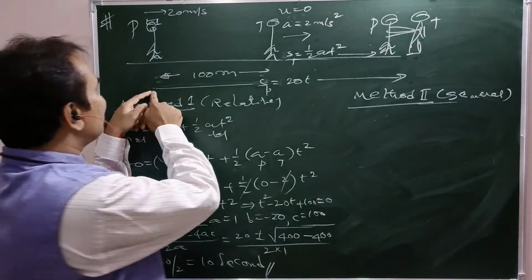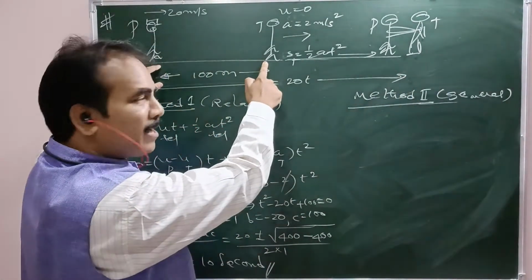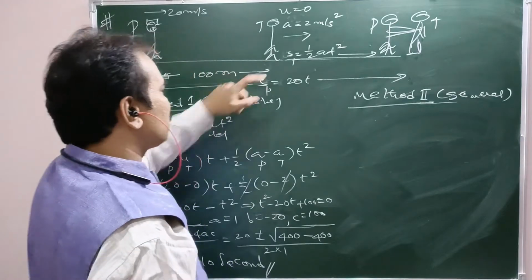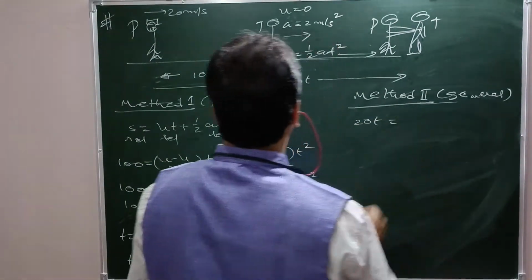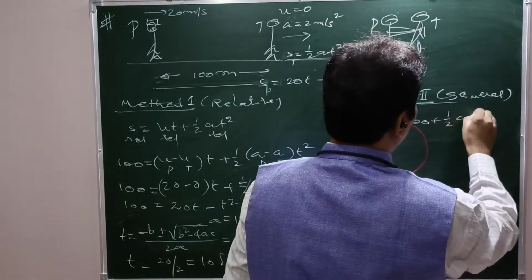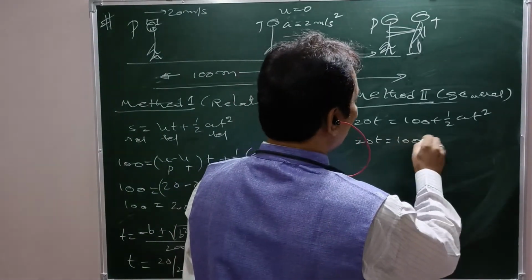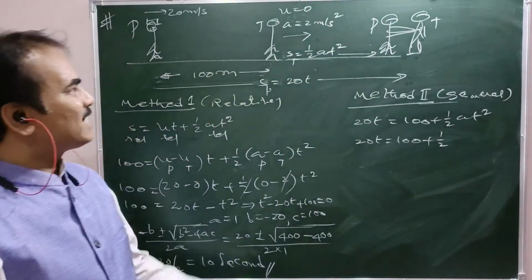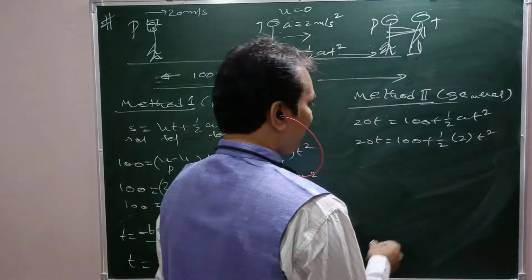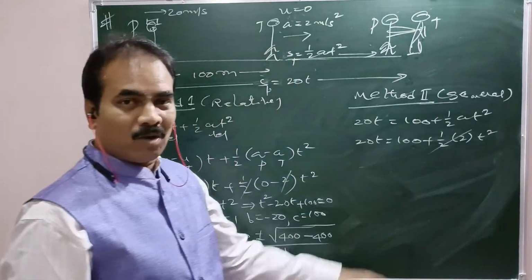See once again. The total distance covered by the policeman, 20t, must be equal to the initial separation 100 plus the distance covered by the thief just before he was caught. So 20t equals 100 plus half at square. What is the acceleration of the thief here? 2 meters per second square. The 2 cancels, and we are left with t square plus 100 minus 20t equals 0.